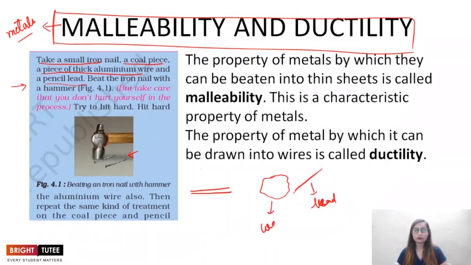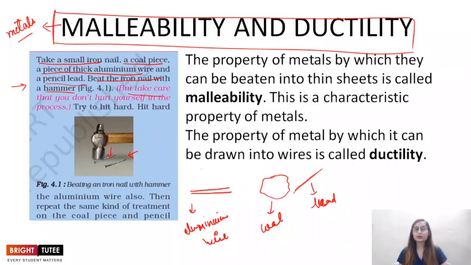This is the piece of coal, and this is the aluminium wire. Alright, so now what happens? Beat the iron nail with a hammer. You have to beat the iron nail with the hammer, right? You have put the nail, you are beating it with the help of the hammer, right?